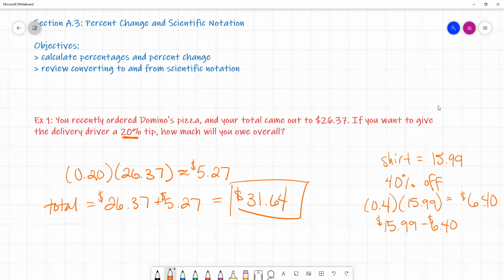So it's all about using those context clues and being logical about it, right? If you're going to tip someone, you're going to owe more than what you normally do. So our total better be bigger than what we started with. When we have a sale, our total is going to be less because we're going to pay less than what we normally would owe. So our answer here, $15.99 minus $6.40, comes out to $9.59. Okay, and that makes sense because when it's a sale, it should be less than what we owe. Okay, always good to remember the logic in some of these situations, right? Don't get bogged down too much by the math.